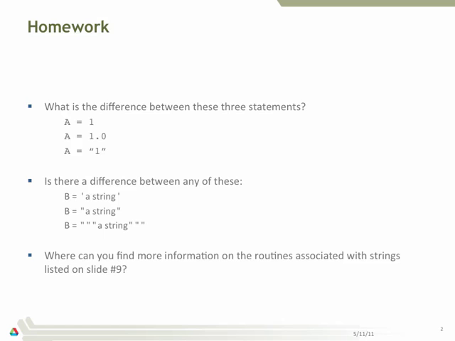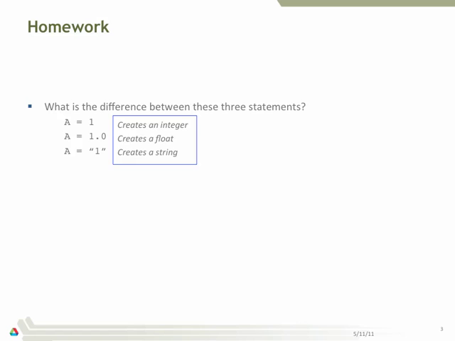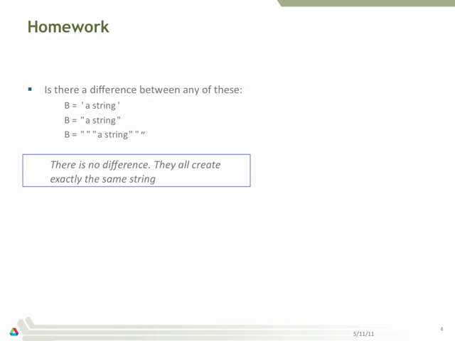Okay. All right. Next module was these three questions. Let's go through those quickly. Okay, what's the difference between those three statements? First one creates an integer. Second one creates a float. Third one creates a string. Is there any difference between any of those three definitions? The answer is no. They all create exactly the same string.